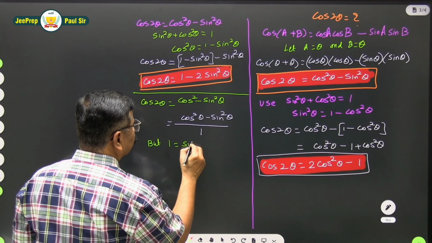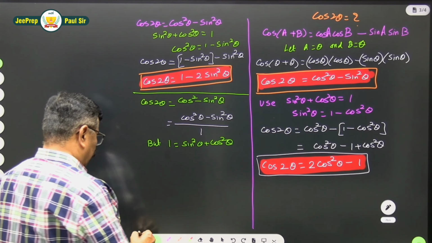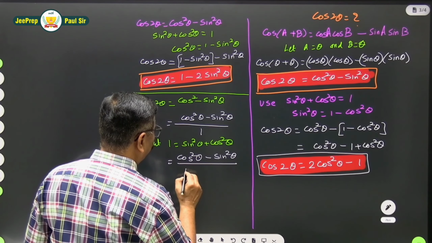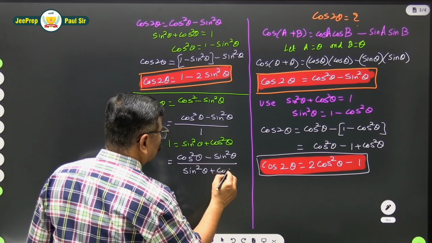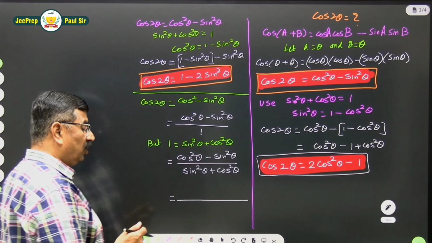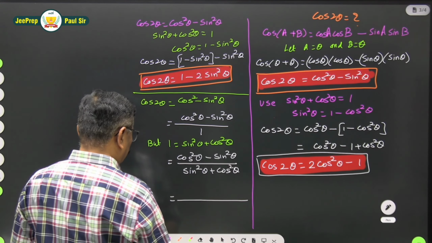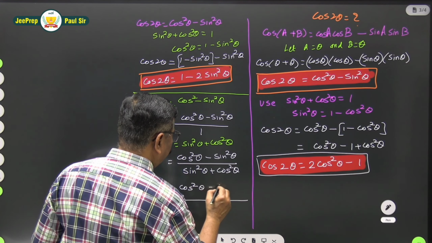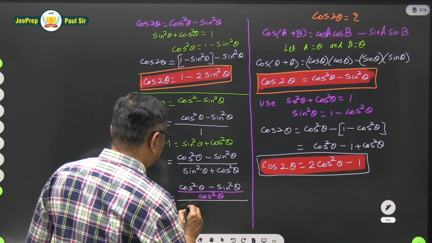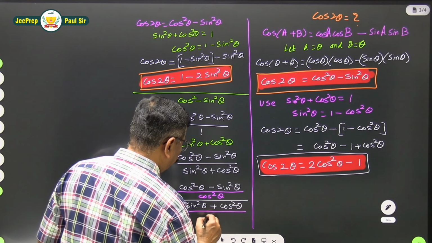But 1 is equal to sine square theta plus cos square theta. So I will substitute sine square theta plus cos square theta for this 1 here. So therefore, I will get now cos square theta minus sine square theta divided by sine square theta plus cos square theta. Now I will divide numerator and denominator by cos square theta because I want to have a formula in terms of tan, and tan is sine upon cos, or tan square is sine square upon cos square. So therefore, I will write here cos square theta minus sine square theta completely divided by cos square theta, whole divided by sine square theta plus cos square theta, completely divided by cos square theta.